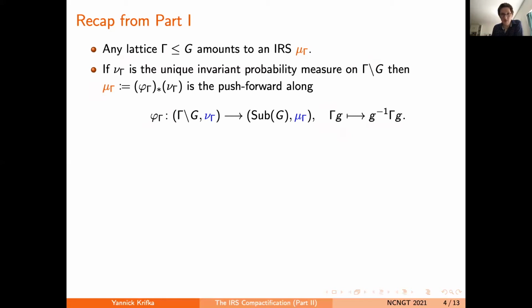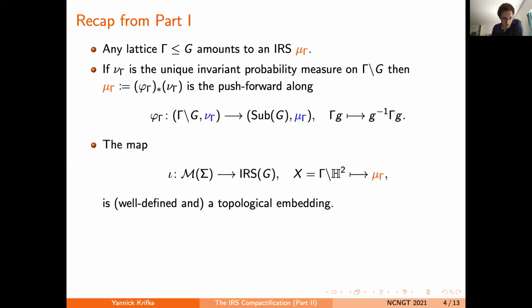And we use this construction to put the moduli space inside the space of invariant random subgroups, and that worked precisely as follows. We constructed this map iota from the moduli space to the space of invariant random subgroups by associating to each hyperbolic surface X, which we may always write as the quotient of the hyperbolic plane by some lattice gamma, the constructed mu gamma. And not only is this map well defined, but it's in fact a topological embedding.